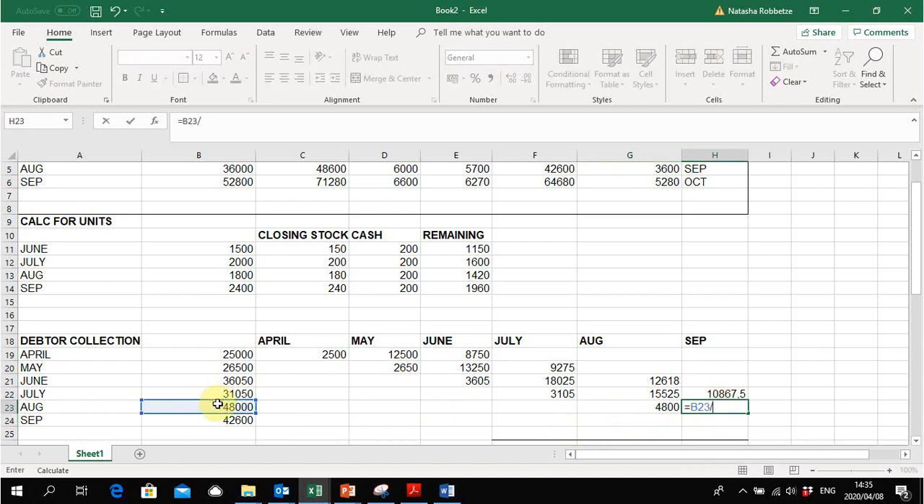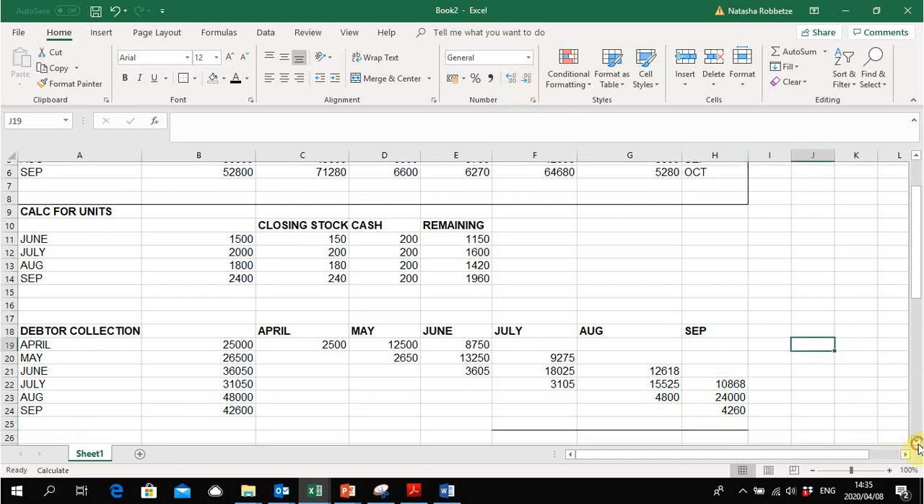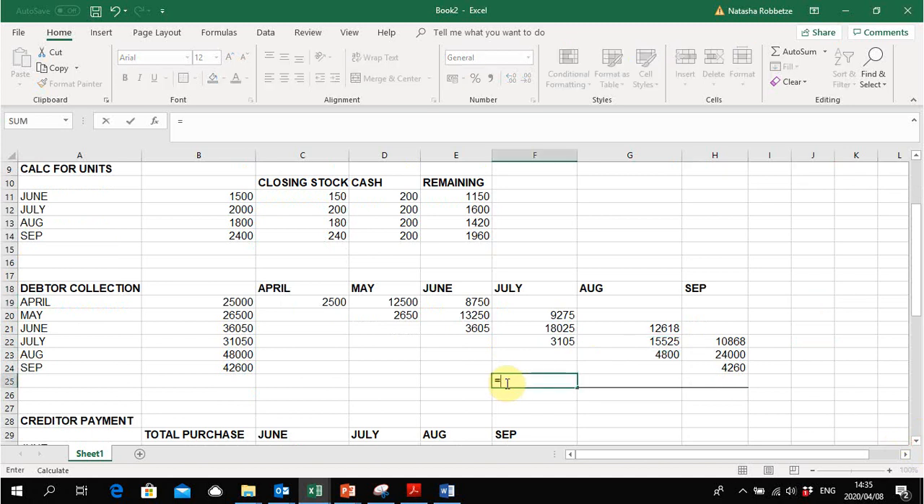I am not calculating October because it's not required. September, we will have 10% of September, and that gives us 4,260. Again, I'm just making sure that I am rounding to whole numbers as per the instruction. Then I am getting to a total for July, August, and September.